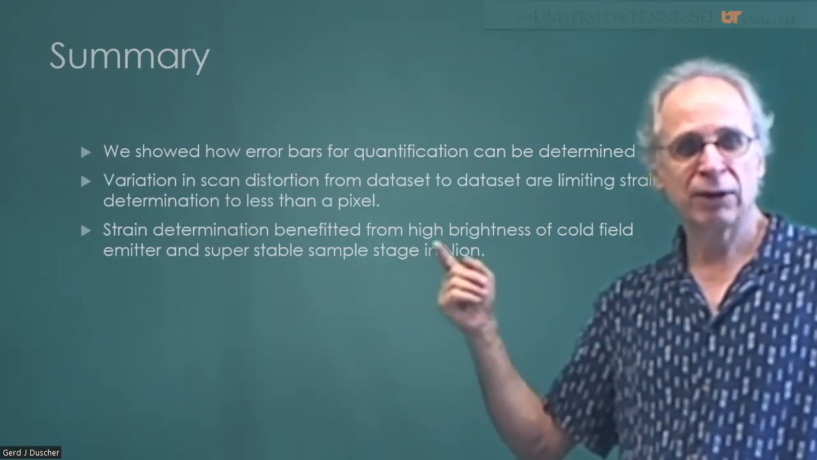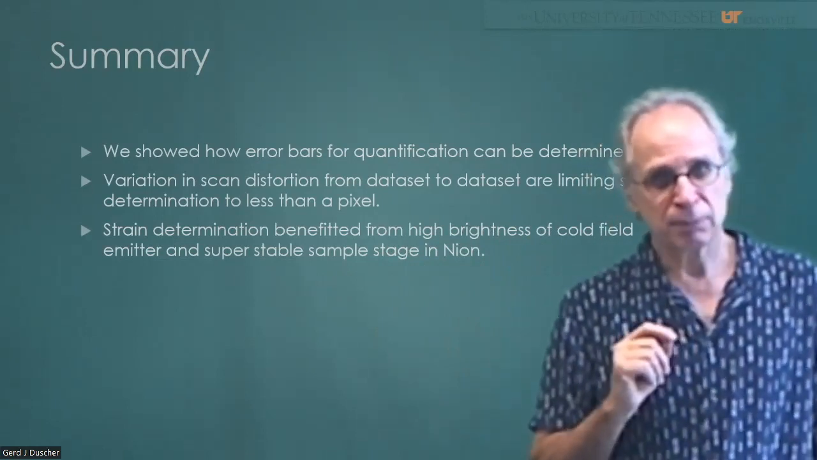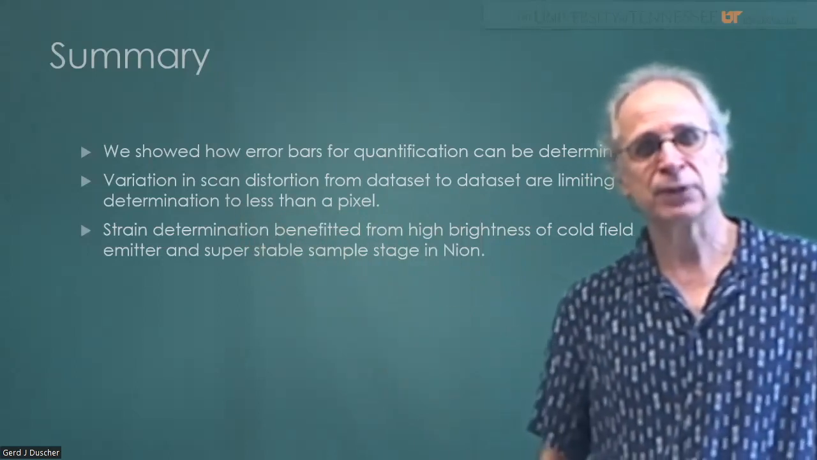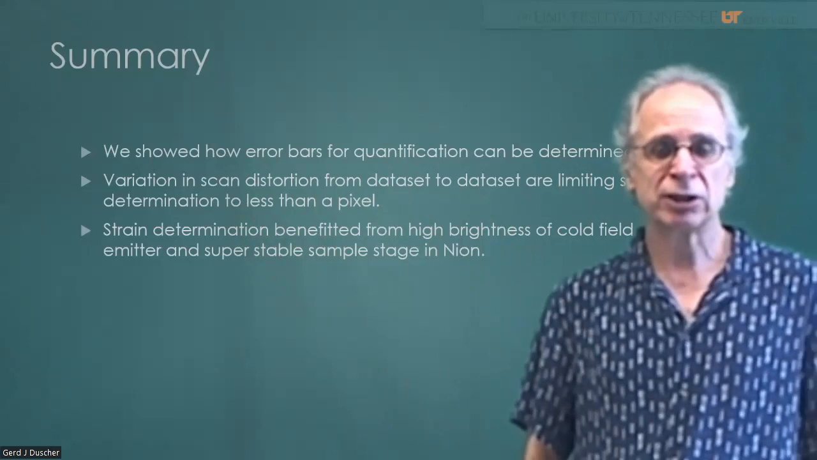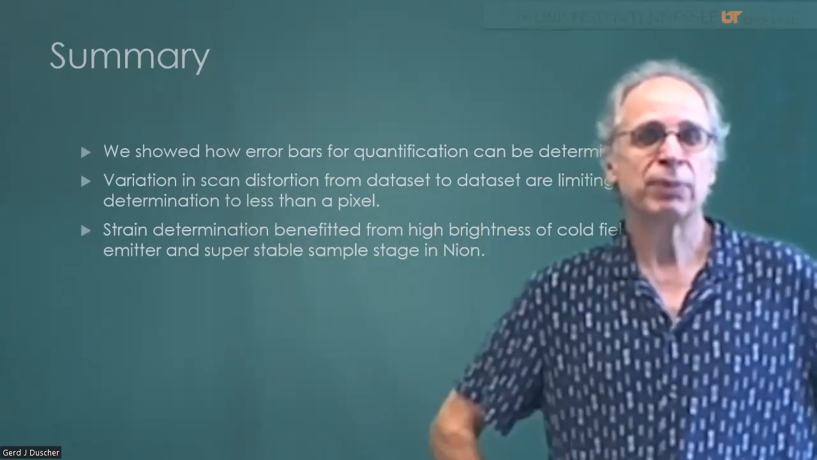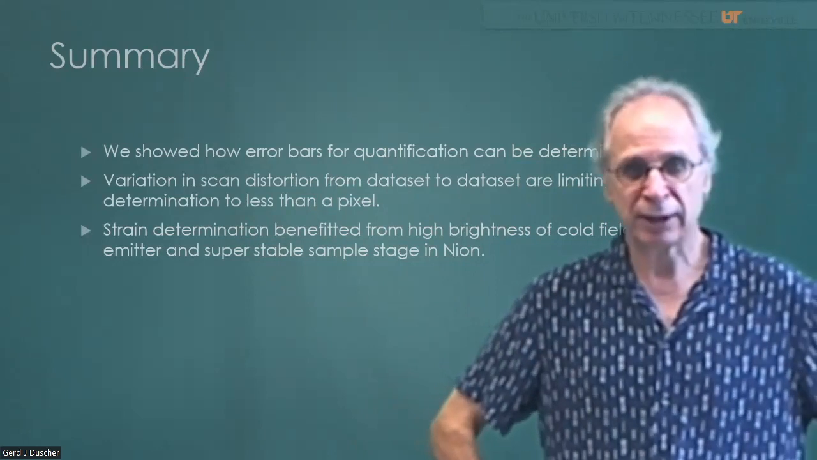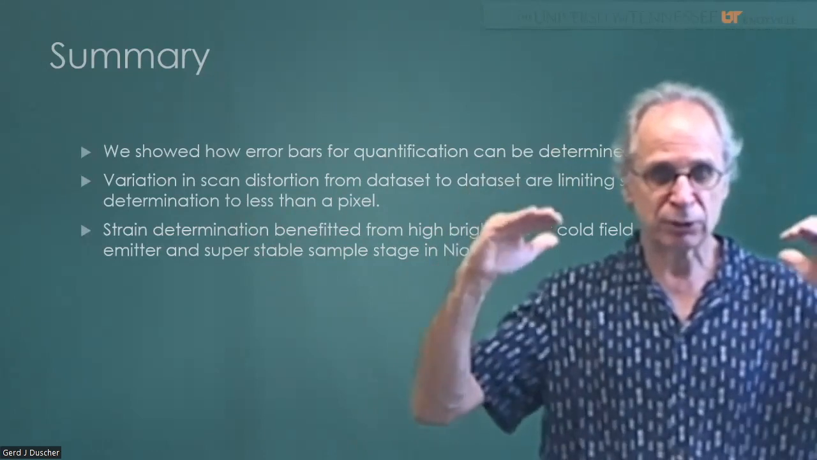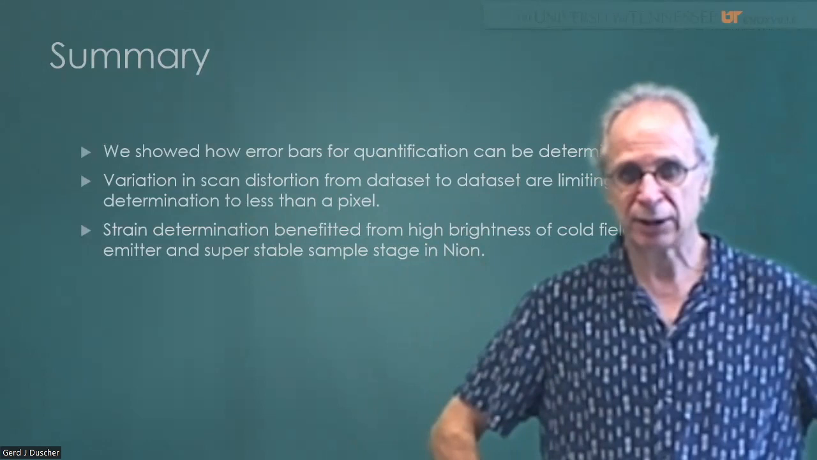And of course, the sample stage has to be as stable as possible. On the Neon, as on any of our other microscopes, we actually get in the order of a pixel per frame drift, but we have to wait for a fair amount of time before we can do that. So generally, it's about half an hour before the whole system settles down to something that we can use.